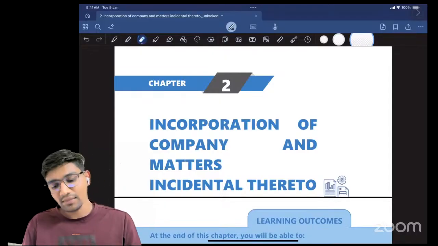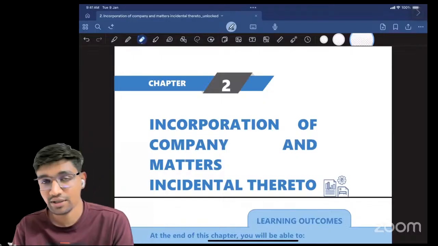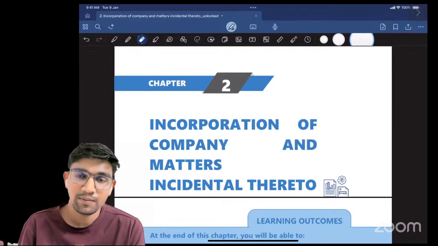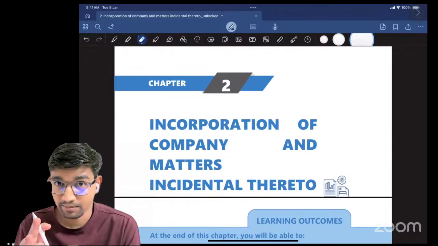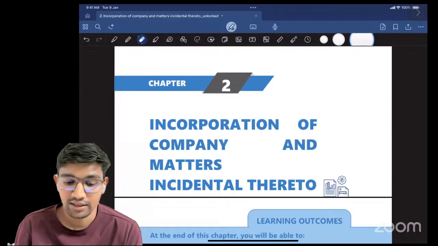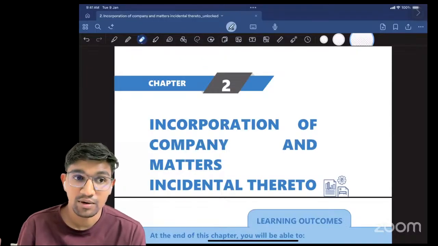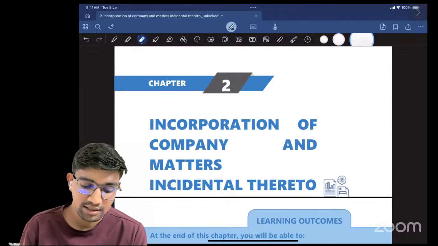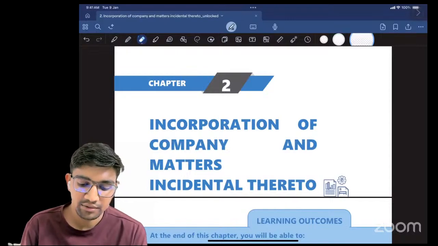Now, there is some additional reading that we need to understand, on why people prefer to form an OPC. Why we choose to form an OPC, that we will see. There are some relaxations available to an OPC.